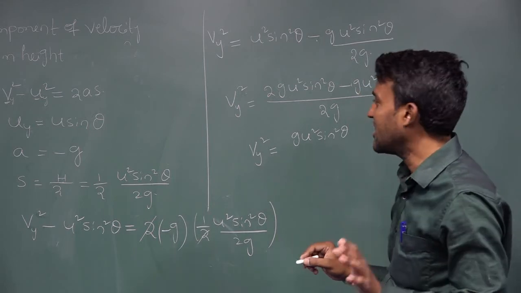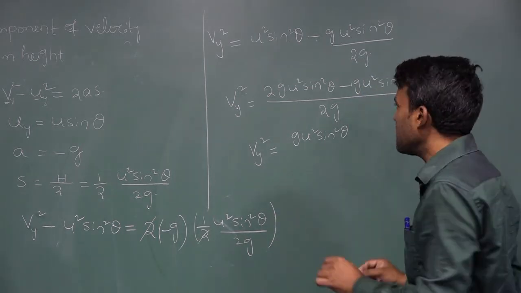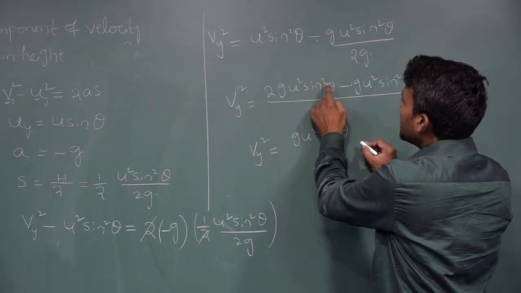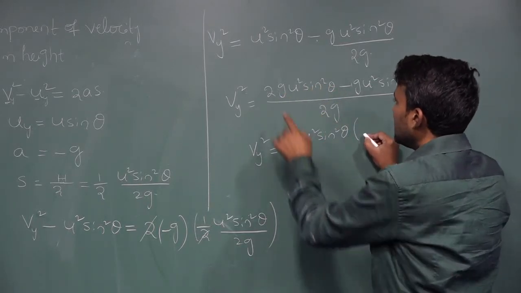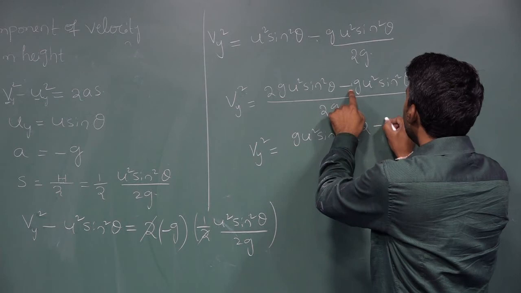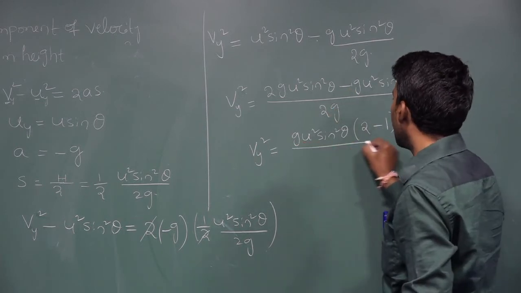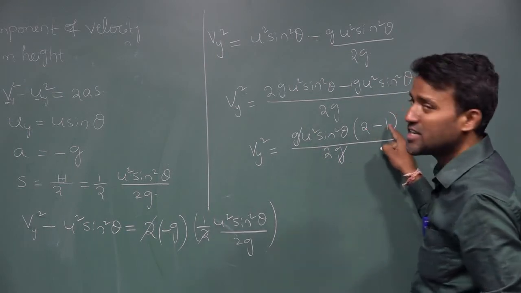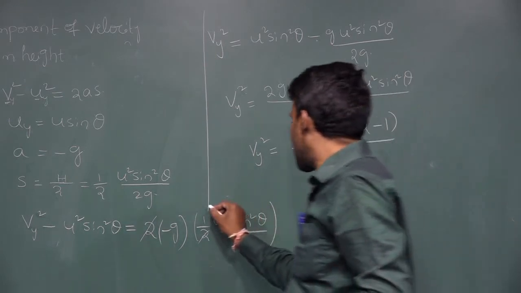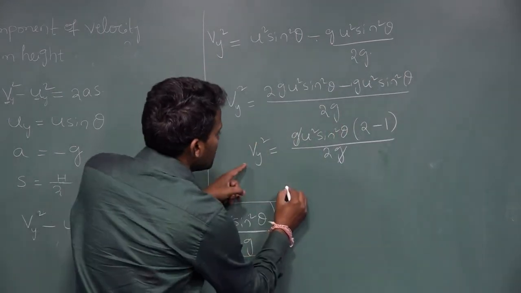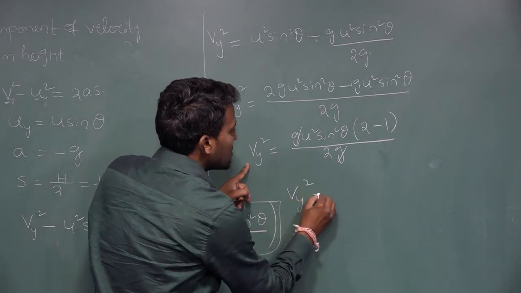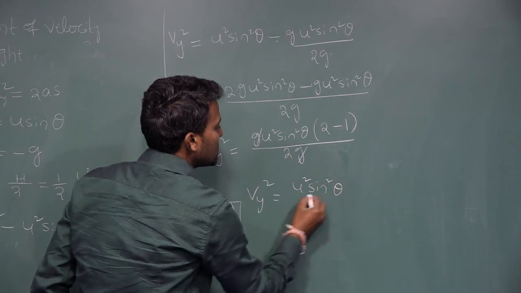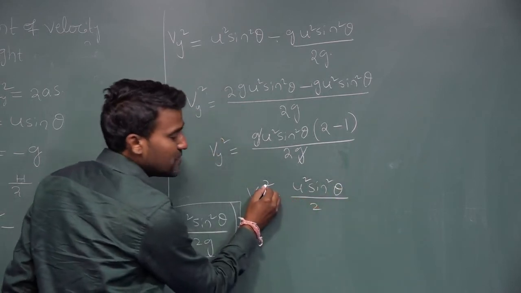So the result becomes vy square is equal to g u square sin square theta. For your understanding, I will extend one more step, no problem. I take g u square sin square theta as common. Here the remainder is 2 and here the remainder is 1, divided by 2g. The g gets cancelled, and 2 minus 1 is 1. So vy square is equal to u square sin square theta divided by 2.